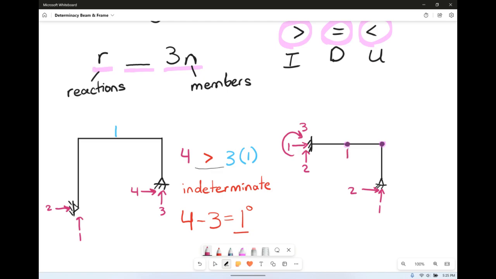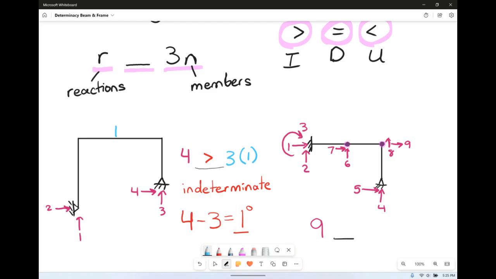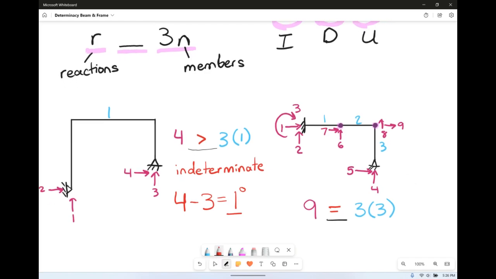A hinge has a vertical and a horizontal, so I probably should have kept numbering these. So 1, 2, 3, we got 4 and 5. This is 6 and 7. Then we've got, again, vertical and horizontal, so we've got 8 and 9. We have 9 reactions. And we want to know how that compares to 3 times the number of members. And we have 1, 2, 3 members. And 3 times 3 is 9, so this is equal. So this is a determinate structure.